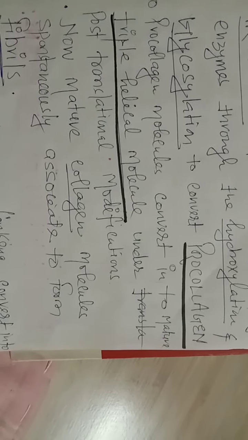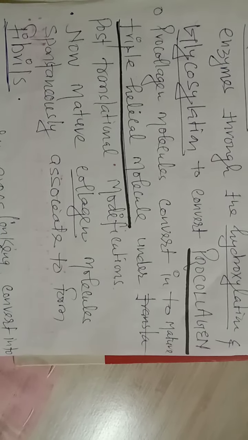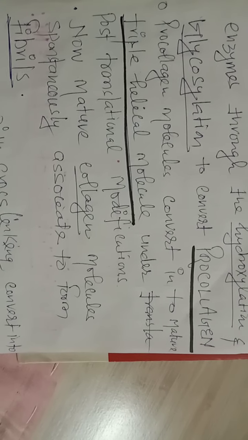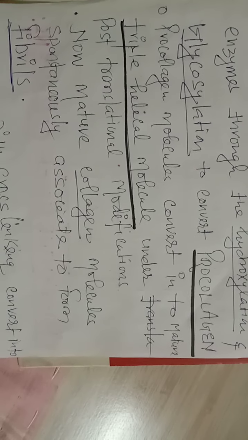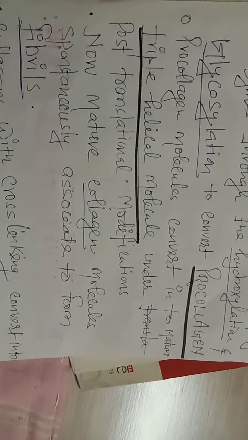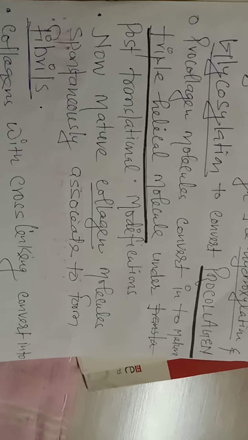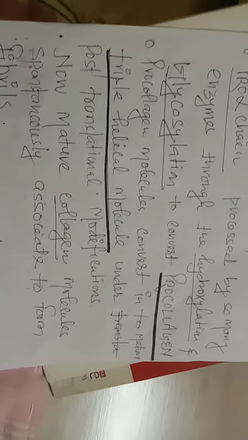Now, mature collagen molecules spontaneously associate to form fibrils. Okay, ये क्या करेंगे, जो मेच्योर कोलेजन मॉलिक्यूल हो जाता है वो स्पॉन्टेनियसली स्वतः अपने आप एक दूसरे से एसोसिएट होकर के क्या बना देते हैं, फाइब्रिल्स बना देते हैं. राइट, दे फॉर्म्स द फाइब्रिल्स.